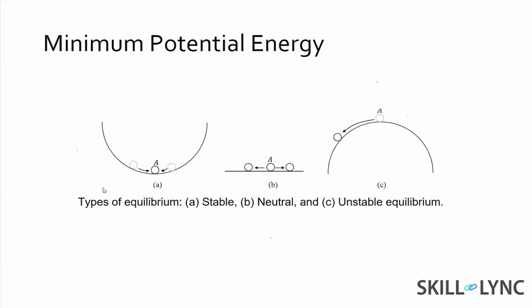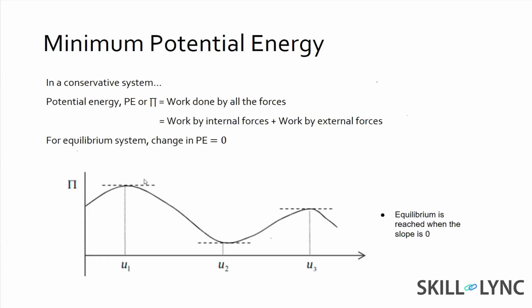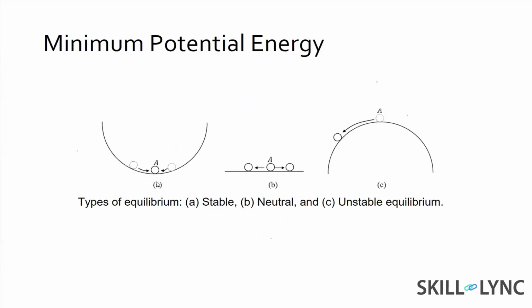Now, we are mostly concerned with case A here, the stable equilibrium, because in a conservative system, the total potential energy of the system is equal to the work done by all the forces. It's work done by internal force, it's work done by external force. But whatever forces you apply, it will be conserved. And in a stable system like this, the change in the total energy will be zero.